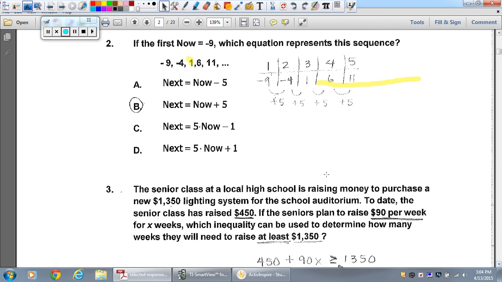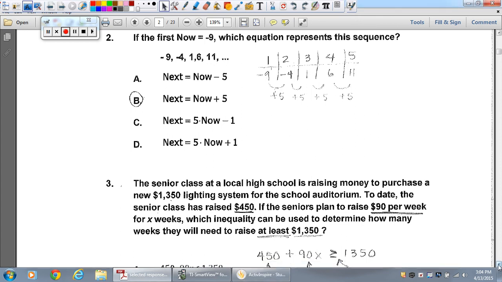The second one, your job is to decide what you did to the current one to get to the next one. So since we're always adding 5 to get the next one, we'll take the now one and add 5. So I made a chart out too. That's helpful.